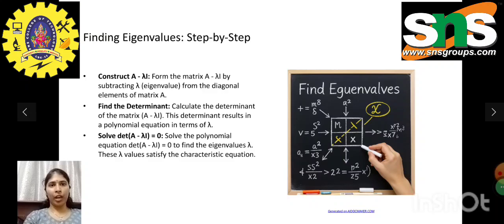Next is finding eigenvalue. First we are going to construct A minus lambda I. So form a matrix A minus lambda I by subtracting the eigenvalue from the diagonal elements of the matrix A. For example, if we are having a 2 by 2 matrix or 3 by 3 matrix, if we take lambda as the eigenvalue, then we are going to subtract that lambda from the main diagonal elements. So next is finding the determinant. After writing A minus lambda I, we are going to find the determinant of that matrix. On calculating that, we will get an equation.